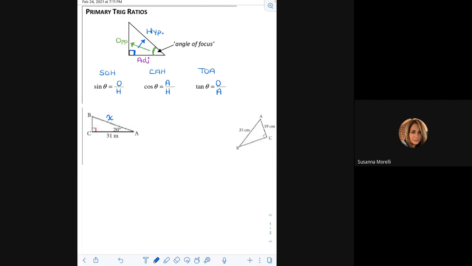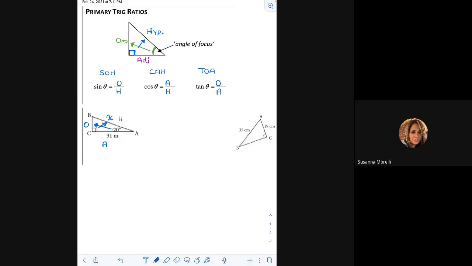The very first thing I'm going to do is label my triangle. Across from my 90, that side is called your hypotenuse, or just H. Here is my angle of focus, which is 20 degrees. So across from the 20 is opposite. And the third side I'm going to label is adjacent.